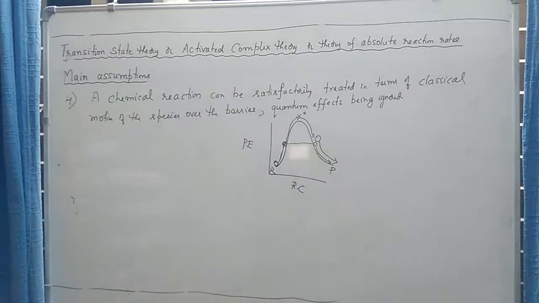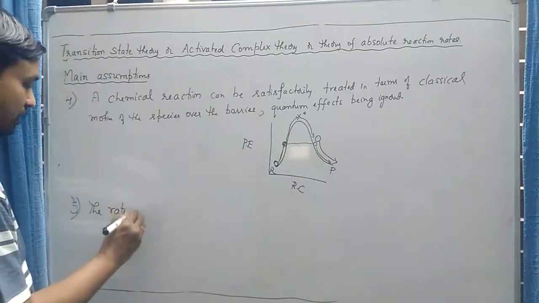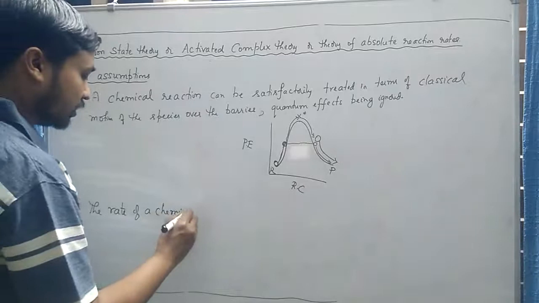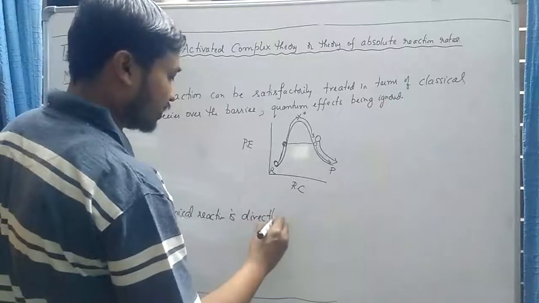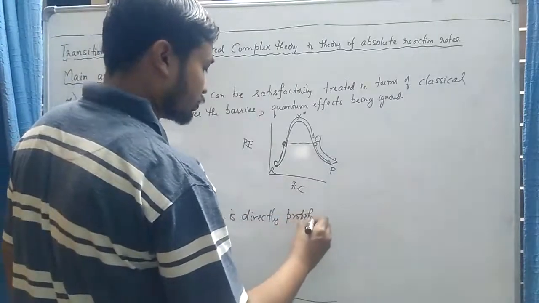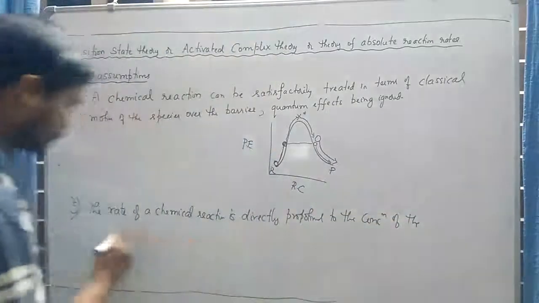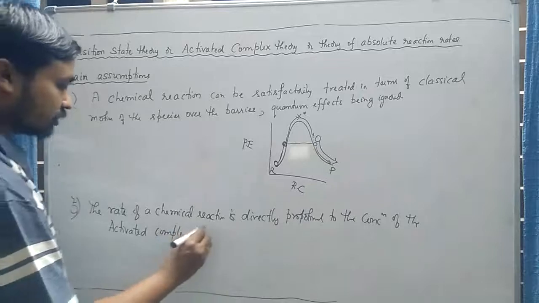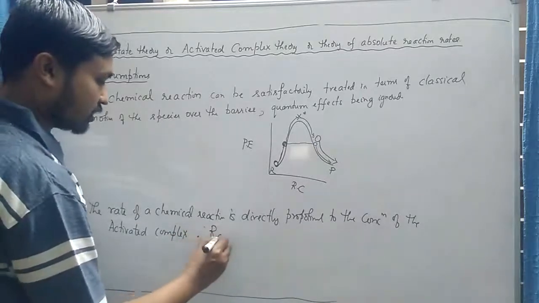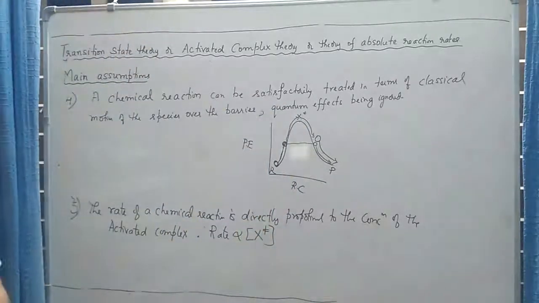The fifth assumption, which I have stated already: the rate of a chemical reaction is directly proportional to the concentration of the activated complex. So the rate is directly proportional to the concentration of the activated complex that is formed, which is ready to form the final product. This I have explained already.